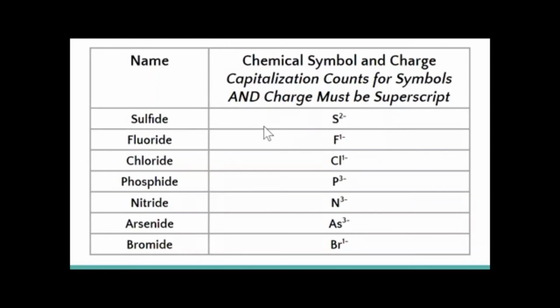Fluoride goes with F1 minus. Chloride goes with Cl1 minus. Phosphide goes with P3 minus. Nitride goes with N3 minus. Arsenide goes with As3 minus. And bromide goes with Br1 minus. Please notice for the names of these, it is the root of the element that we just did, sulf, fluor, phos, nitr, arsen, brom, with the word "ide" at the end.